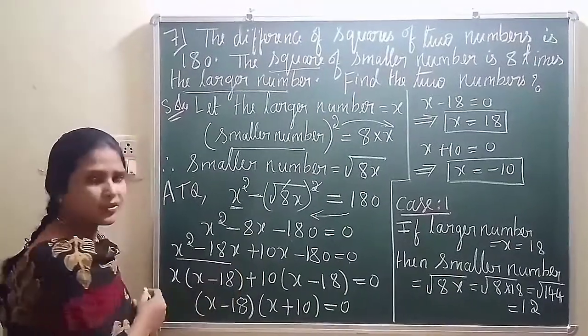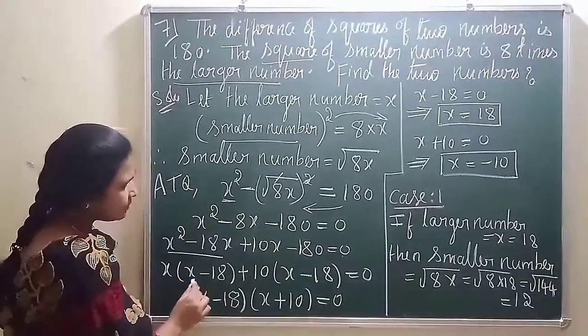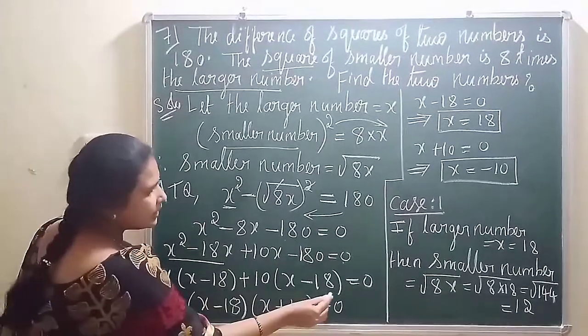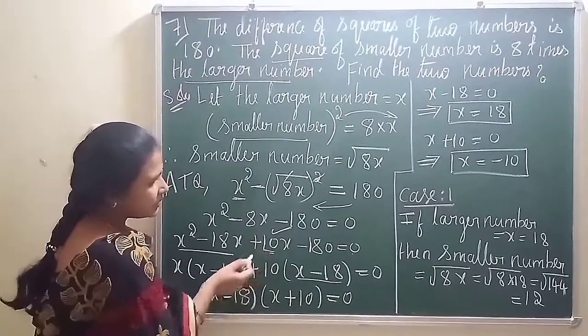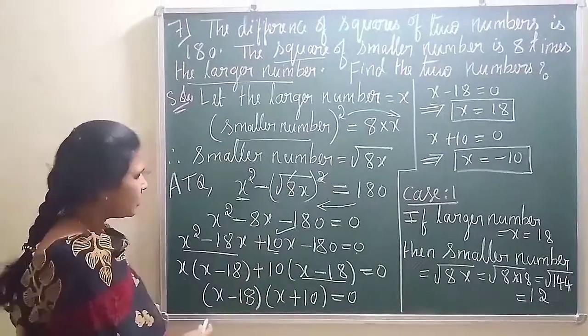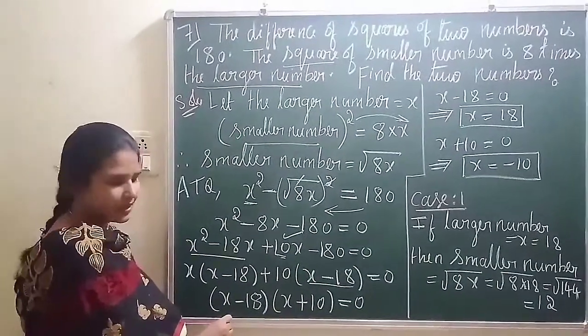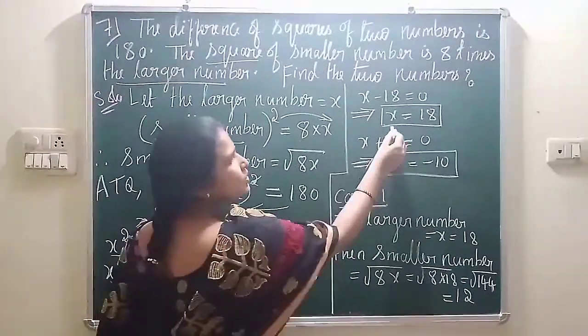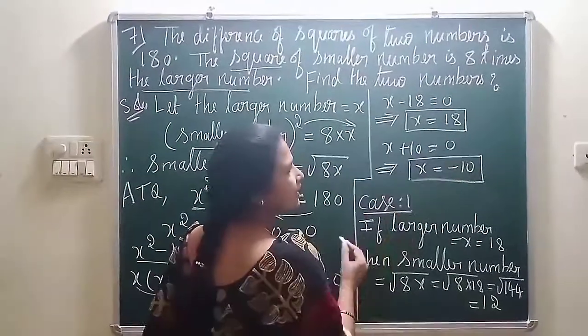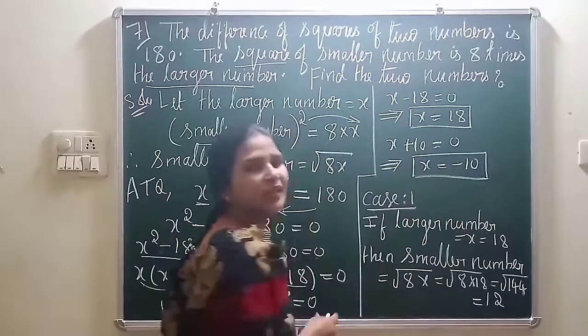So what is common in these two? x is common, x minus 18 is remaining. And here again you write x minus 18. See the third term, what is remaining? 10 is remaining, write plus 10. So the common factor is x minus 18 and another factor is x plus 10. So equate these two to 0. We get x equal to 18 and x equal to minus 10.